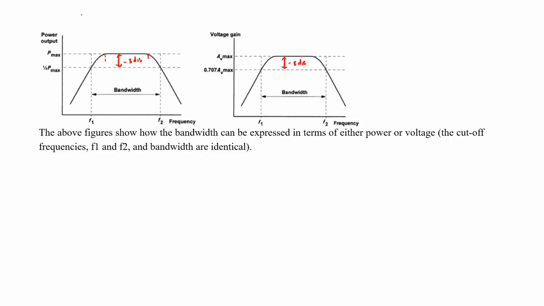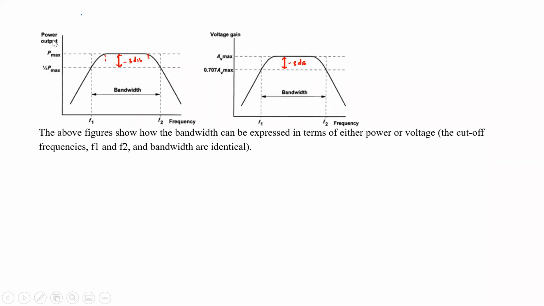What is this minus 3 dB? We have to understand. Minus 3 dB means it is multiplying the maximum voltage by 0.707. Everybody just understand. This is the power gain they have plotted. Here they have plotted the voltage gain. If it is voltage gain, when we come down by 3 dB, it is 0.707 times the maximum value.